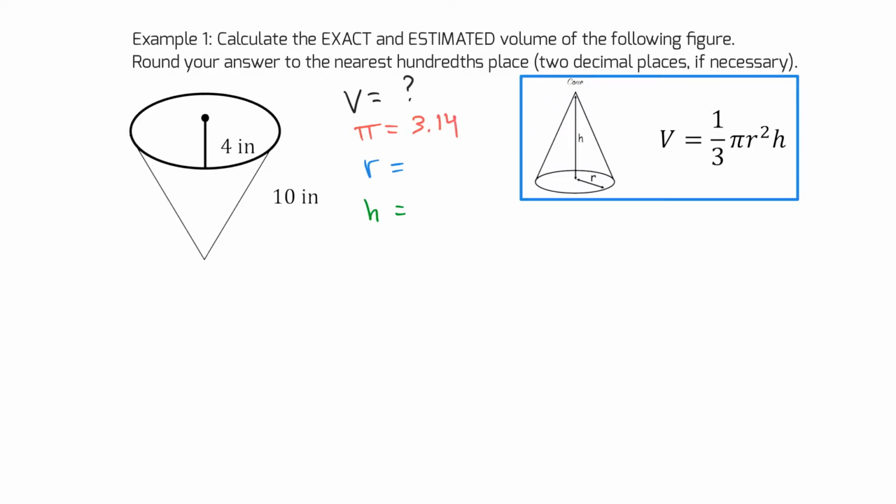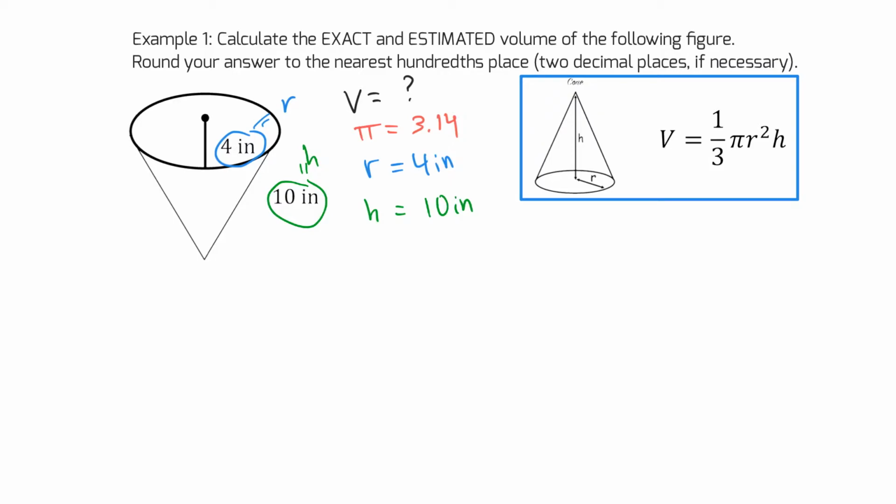Now I want to find the radius. If I look at the diagram, I have a 4 and then I have a 10. Looking at the top, it is halfway across the circle, so that means this is the radius, r. It'll be 4 inches for the radius, and this represents the height. So the height would be 10 inches.